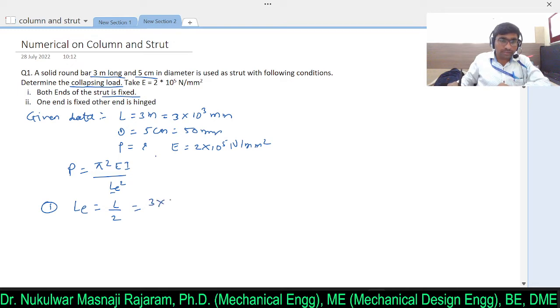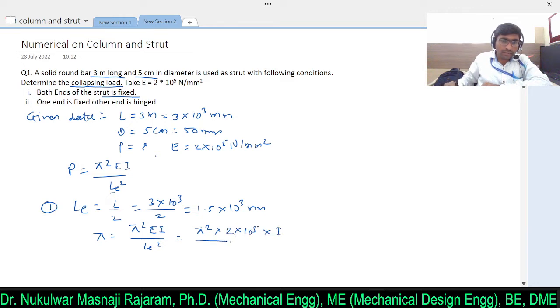Now here length is 3 into 10 raised to 3 divided by 2, that is 1.5 into 10 raised to 3 mm. Now we can use the Euler's formula, that is pi square EI divided by LE square. So here pi square into E, that is Young's modulus, it is given 2 into 10 raised to 5, into I, divided by L which is 1.5 into 10 raised to 3 whole square. Now here we have not evaluated the value of I, so I will evaluate I.